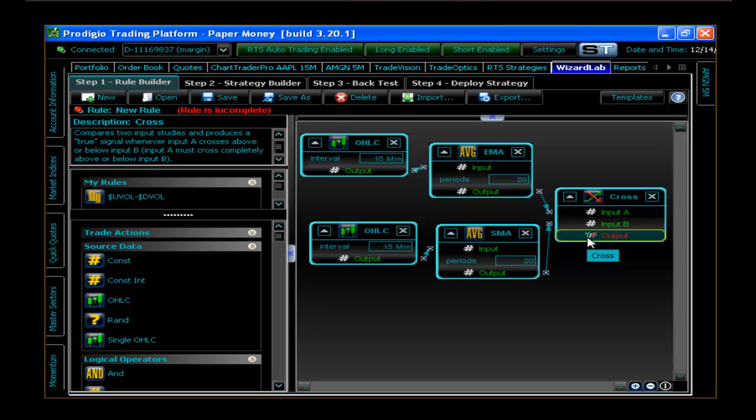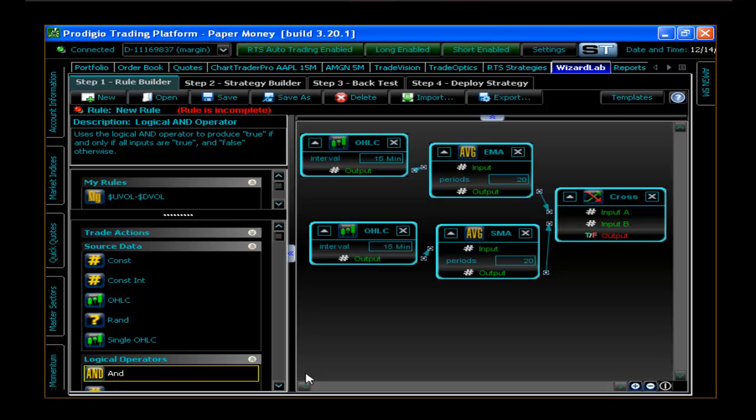When that happens, I can do whatever I want with that signal. It's a logical signal. You see the icon here says true or false. And this signal I can then use in another context. For example, I can use the AND logical operator to combine this with more rules, and that's how you get more than one technical analysis study to line up with another.